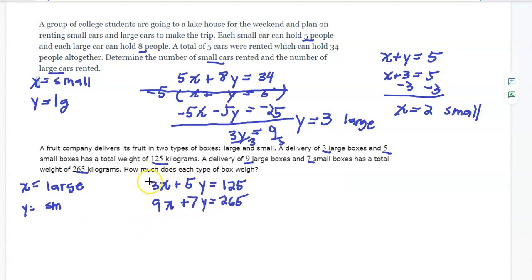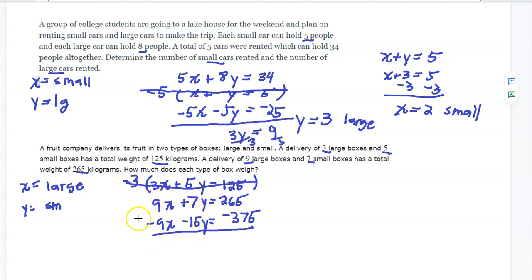So in this case, I could multiply this top equation by -7 and this bottom one by 5, but I'd just soon stay away from that. I can multiply this 3 by -3 and get it to be -9. So let's do that. Okay, multiply this top equation by -3. That's going to give me -9x minus 15y equals -375. Okay, that equation is gone now.